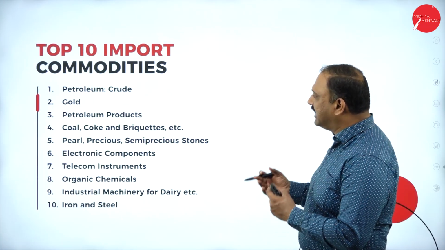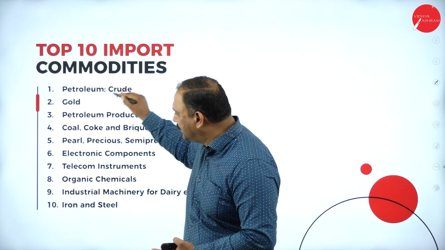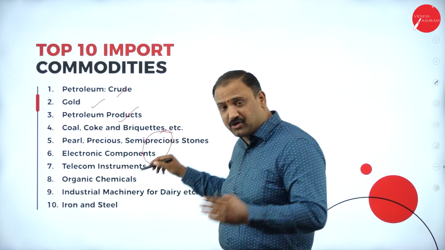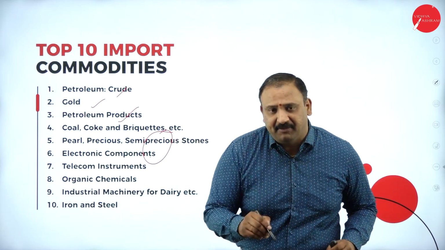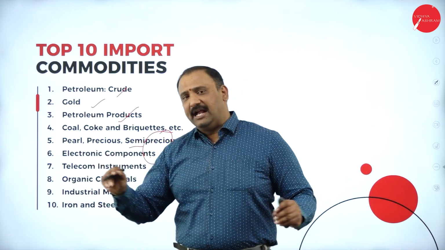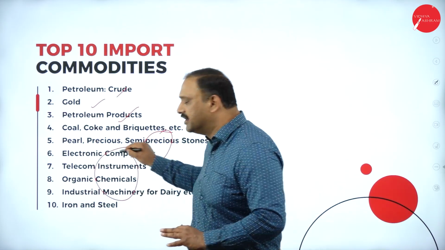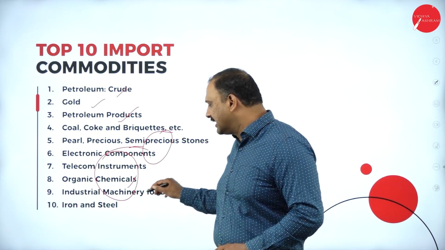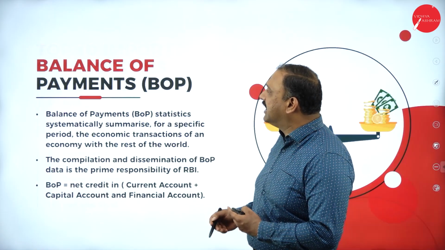When we talk about imports, these are the import commodities: petroleum, gold, petroleum products, coal, pearls, precious items, and electronic components. Yes, we are concentrating on that because of the semiconductor problem we had last time, and India is now trying to focus on it. With the advent of the iPhone being manufactured in India, I think we are taking up a very big space here. We will soon become an exporter here. Organic chemicals, industrial machinery, iron and steel are the other areas where we are importing.